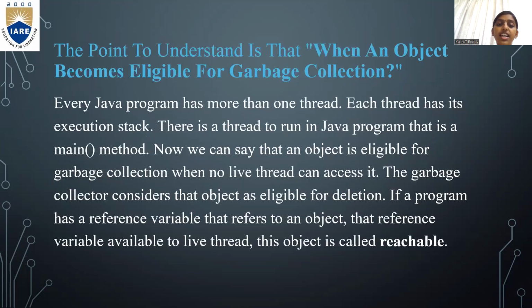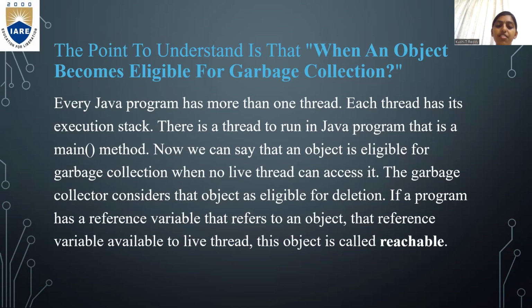The point to understand is when an object becomes eligible for garbage collection. Every Java program has more than one thread. Each thread has its own execution stack. There is a thread to run the Java program, that is the main method. Now we can say that an object is eligible for garbage collection when no live thread can access it. The garbage collector considers that object as eligible for deletion.